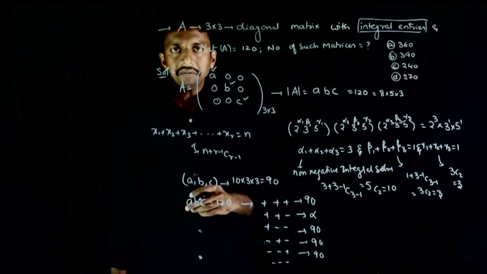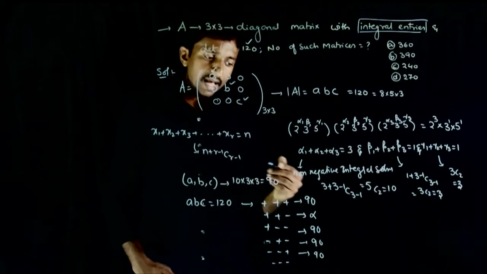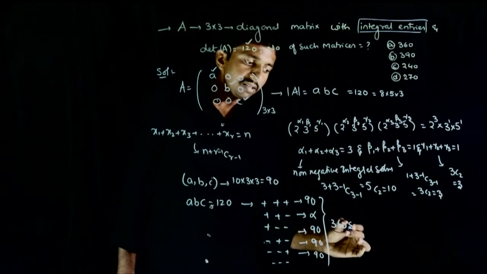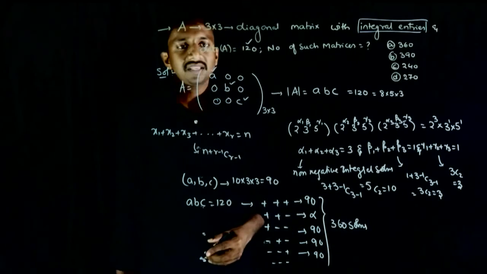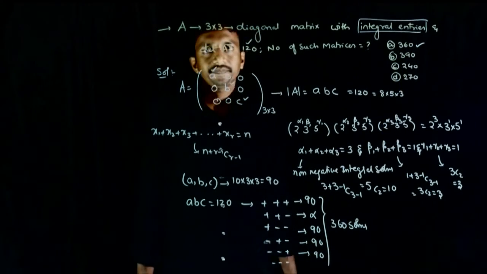अगर तीनों नेगेटिव है तो the product will be negative, it won't be positive. So आपको टोटल कितना सॉल्यूशंस है? Have a total of 360 solutions, have 360 options. So number of such matrices are 360.